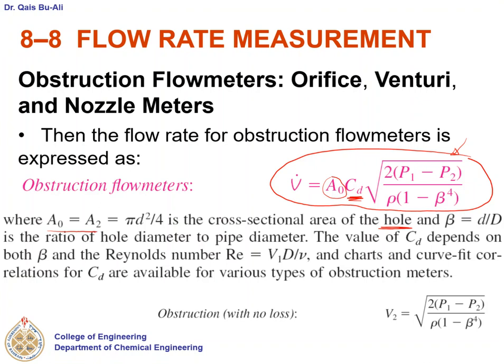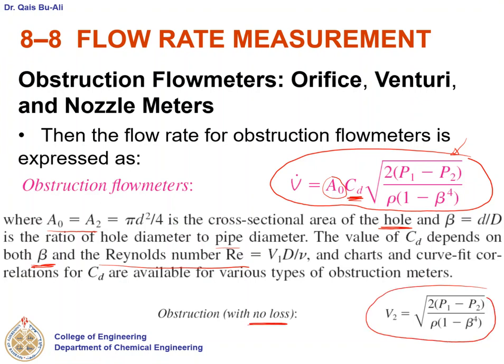This is the cross-sectional area of the orifice, of D which corresponds to D2. And beta is equal to this, the ratio of the hole diameter to the pipe diameter. The value of CD depends on both beta and Reynolds number. So CD is a function of the diameter ratio and a function of the Reynolds number. And there are charts and curves to get the CD.